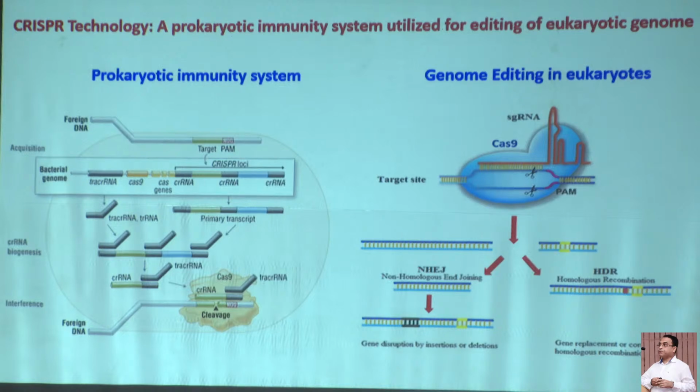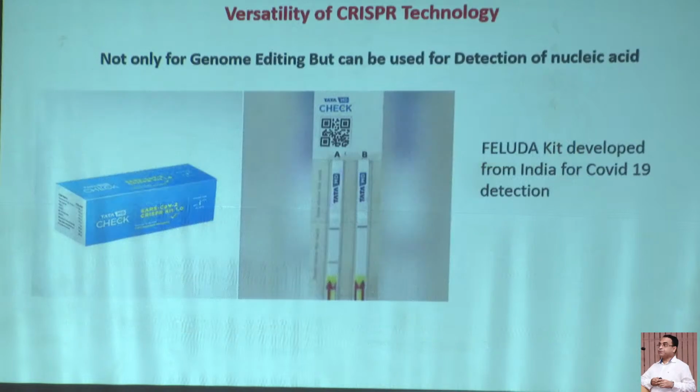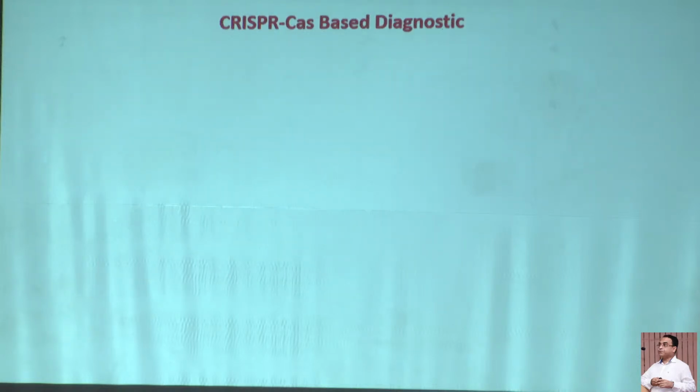But this CRISPR technology is not only involved in the editing of the genome; we can also use it for detection purposes. As I have told you, there is an indigenous kit made in India, the Feluda kit, which was developed for COVID-19 virus detection, a home-based diagnostic kit, during the COVID time. So that technology is now available, showing how we can use these genome editing tools, the CRISPR tools, for diagnostics.